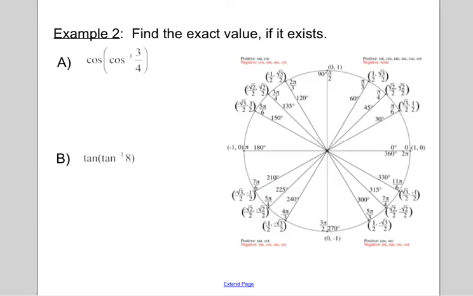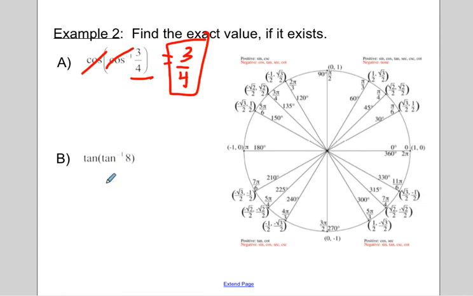So this is pretty nice. They say, do cosine of cosine inverse of 3/4. Well, the only thing I need to check is, can I do cosine inverse of 3/4? Yes, it's less than 1 and greater than -1, so we're good. And so these cancel out, and my answer is 3/4.